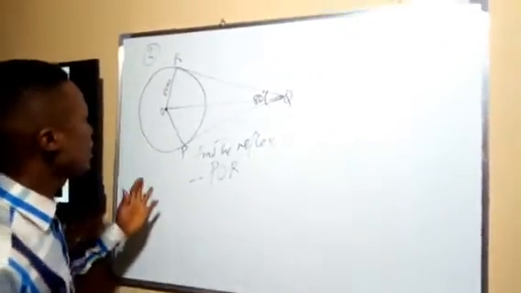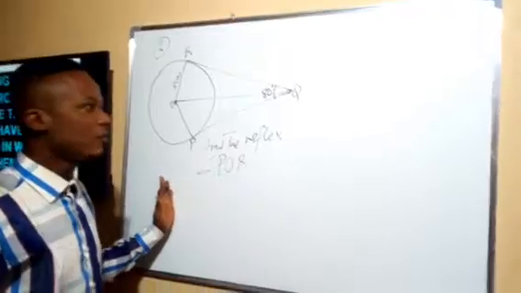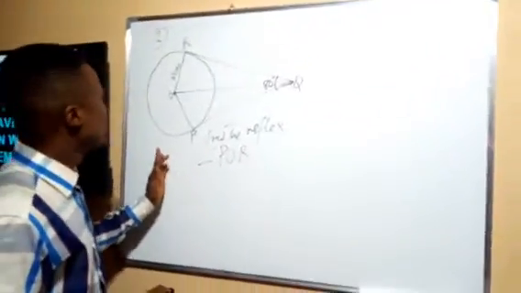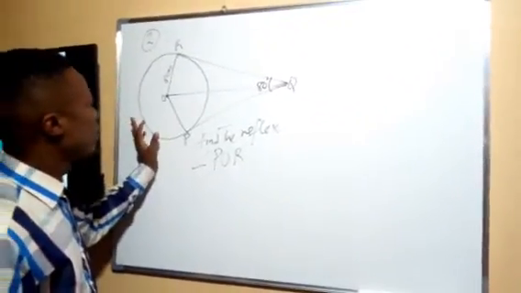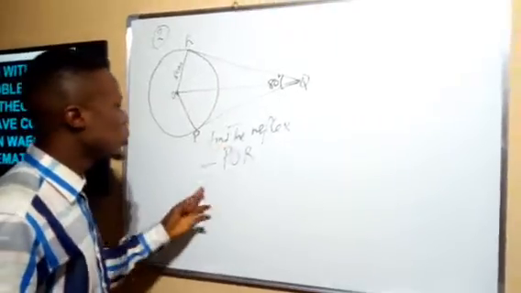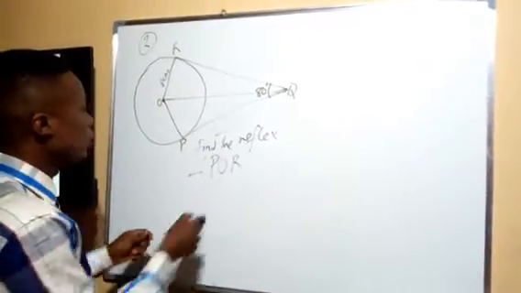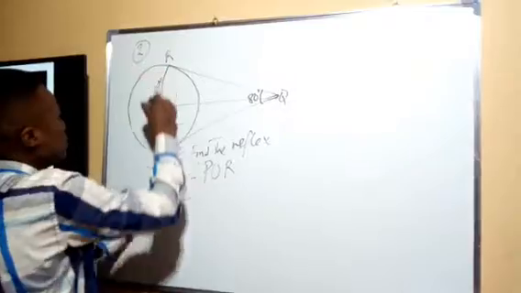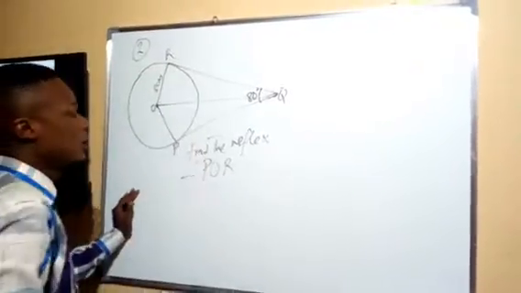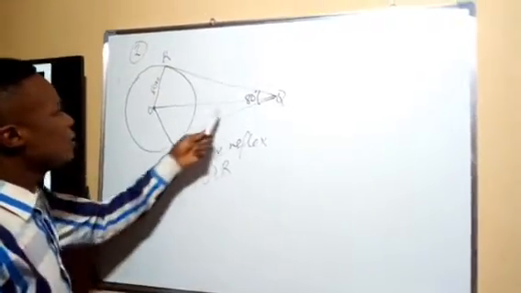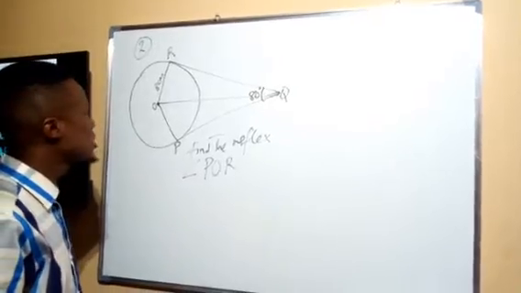Okay, problem 2 again. All these problems we are solving are from WAEC past questions. So you are given this diagram and you are asked to find the reflex angle POR. So we are looking for angle POR now. But we are only given one angle, 80 degrees.